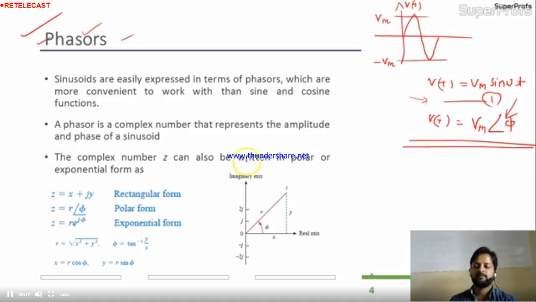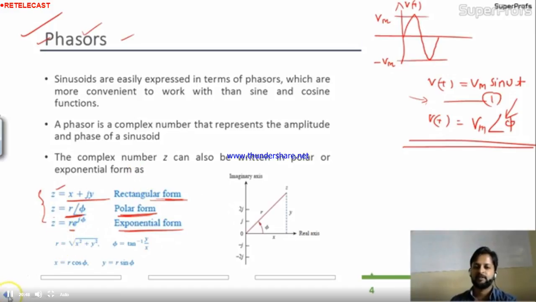The complex number z can also be written in polar and exponential form. If we have any complex number, we can represent it in three forms. z equal to x plus iy is the rectangular form. z equal to r angle phi is the polar form. And z equal to r e to the power i theta is the exponential form. These are the three forms to represent any complex number, where r is the magnitude.